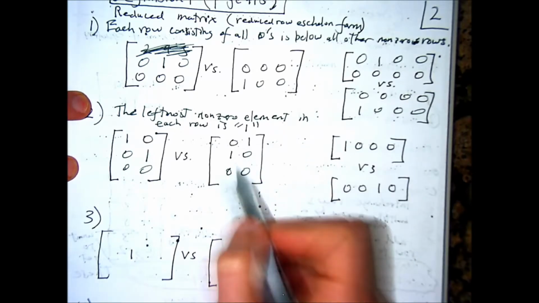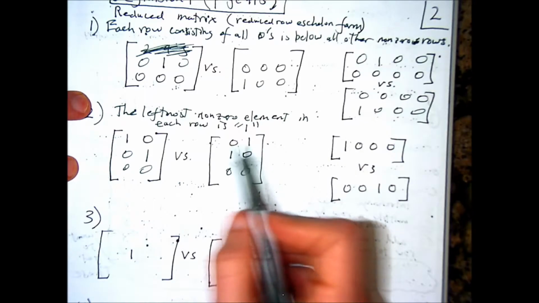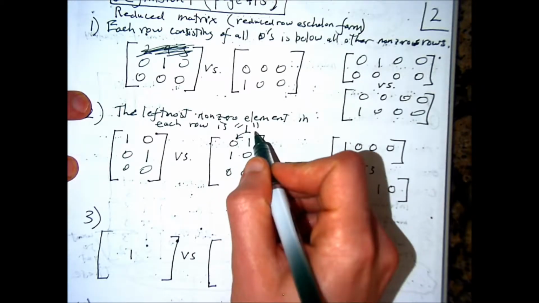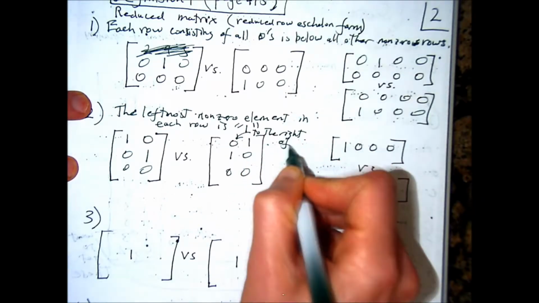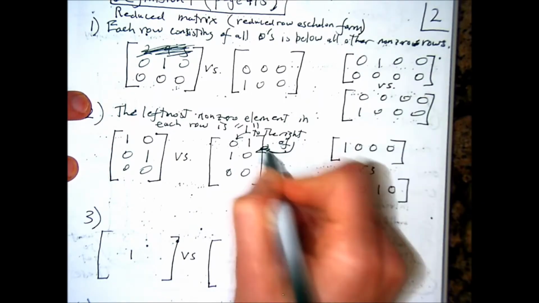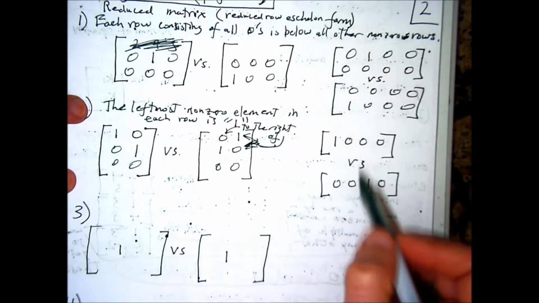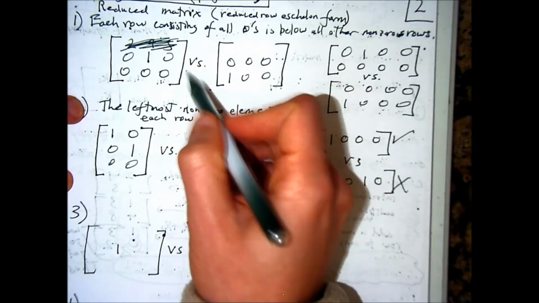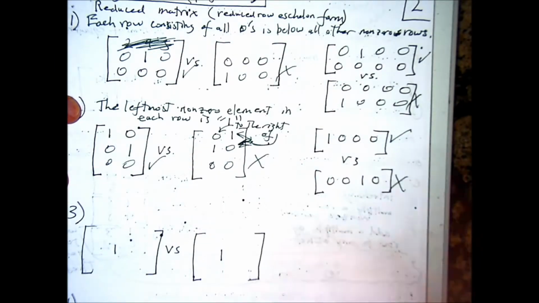Because even though my row of zeros is on the bottom, this needs to be on the left of everything else in that row. See, I have a 0 here. This is to the right of this, which isn't going to work. Okay. Or here's another example. This is reduced row echelon form. This is not. So yes, no, yes, no, yes, no, and so on.